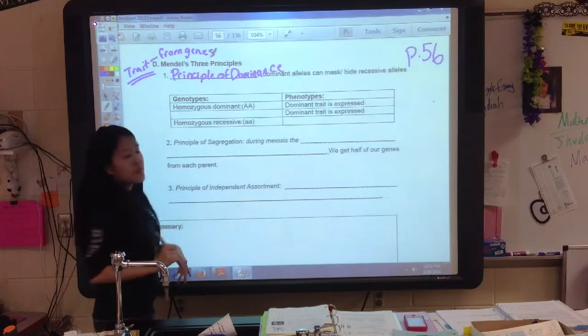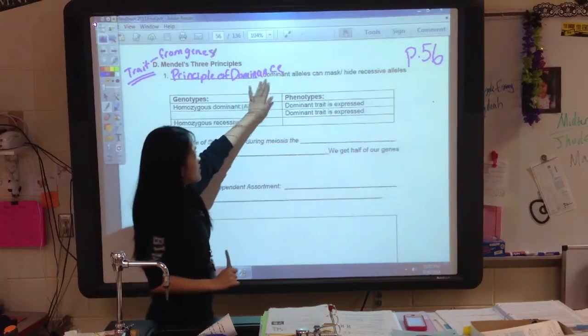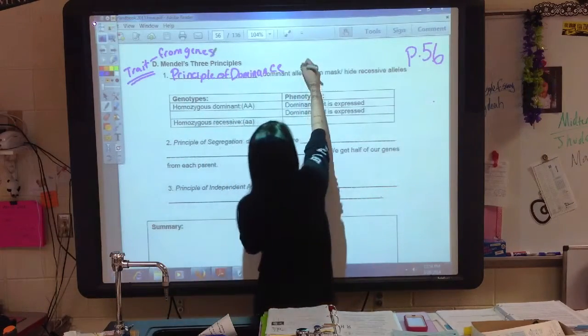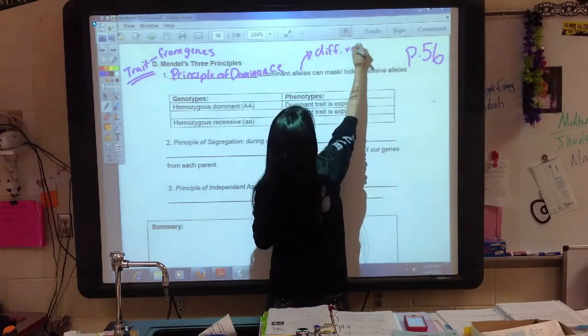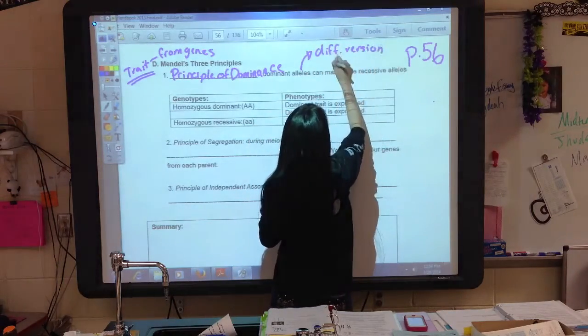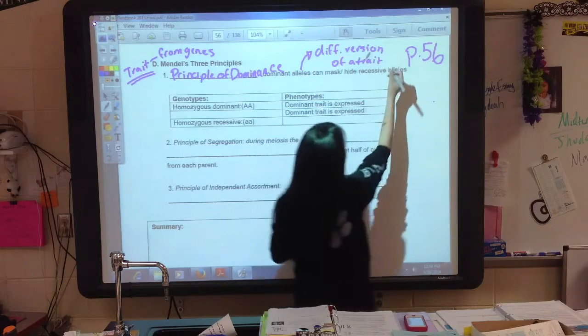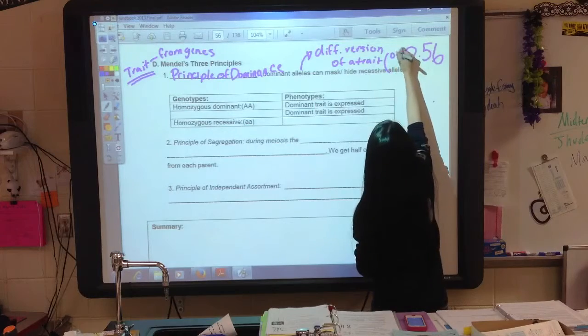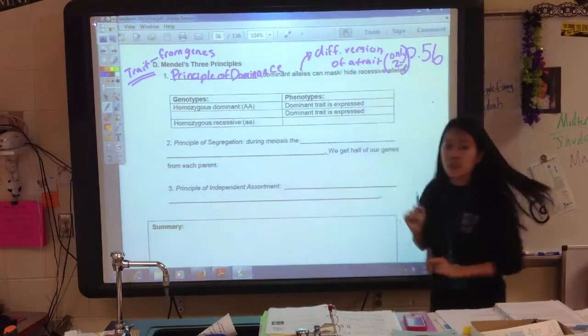And you can actually have different versions of this trait. So in the principle of dominance, it says a dominant allele. And let's remind ourselves that is a different version of a trait. And also know that there are only, in Mendel's Law, there's only 2 possible different traits.